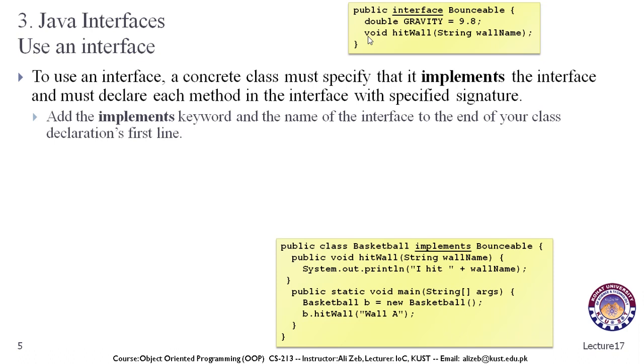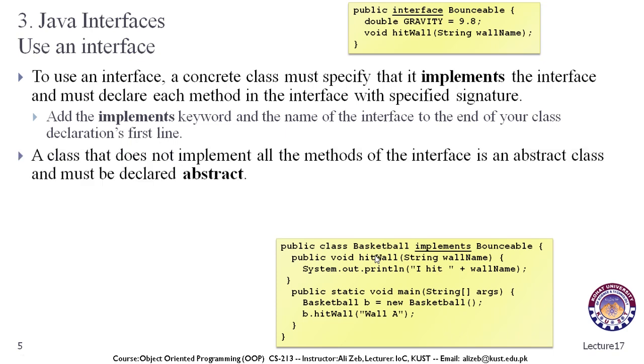Add the implements keyword and name of the interface to the end of your class declaration's first line. In inheritance, we were using the extends keyword to extend one class into another class. Here we are using the implements keyword to implement an interface in a class.